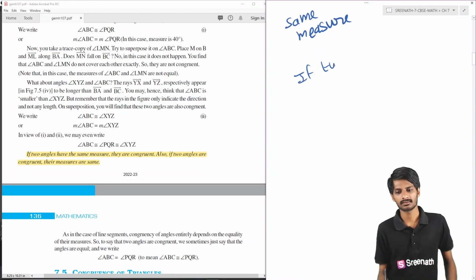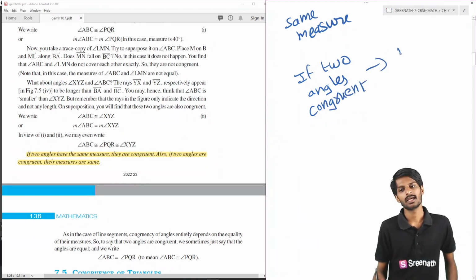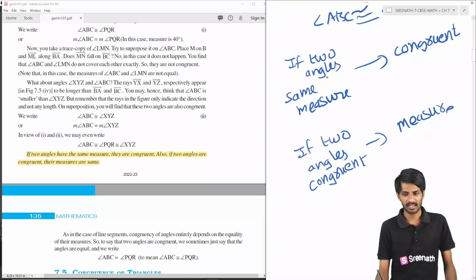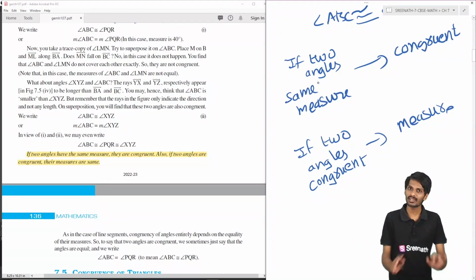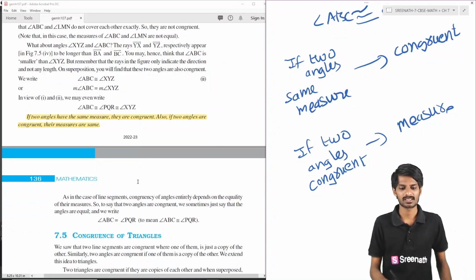If two angles are congruent, then they have the same measure. So if they have the same measure, then they are congruent. If they are congruent, then they have the same measure. So this is the situation, students.